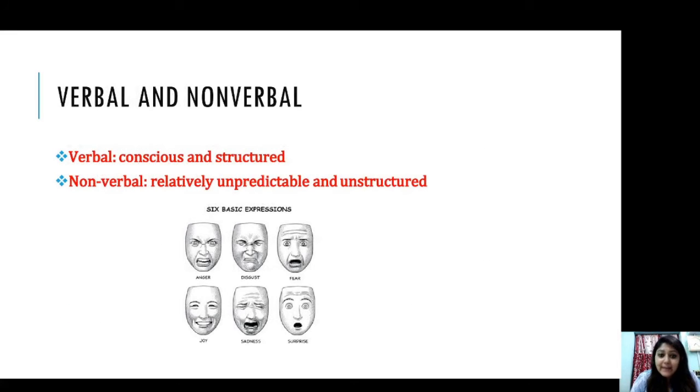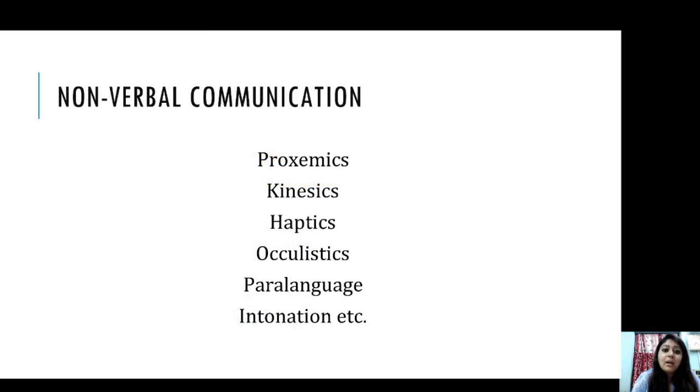Communication, as I said, is verbal and non-verbal in nature. Verbal communication is conscious and structured, and non-verbal communication is relatively unpredictable and unstructured in nature. These are the few categories or the few types of non-verbal communication usually found in any communication system: proxemics, kinesics, haptics, oculistics, paralanguage, and intonation.